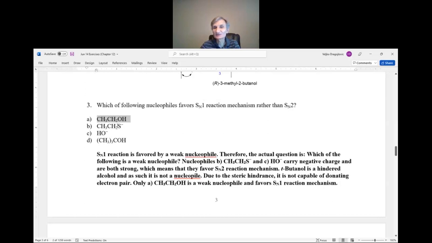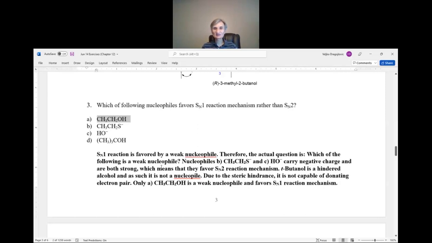A negatively charged sulfur, that's actually a rather strong nucleophile. Negatively charged oxygen, we already figured out that's a strong nucleophile. Some students would make a mistake and select D, because this is tertiary butanol. And this one actually has also oxygen, just like ethanol, but it has this bulky group. And since steric hindrance reduces the strength of a nucleophile, students reason, well, both have oxygen, both are relatively weak, oxygen without charge, but D has steric hindrance, A does not, so D is weaker. But actually, D is not a nucleophile at all. So that's the issue.